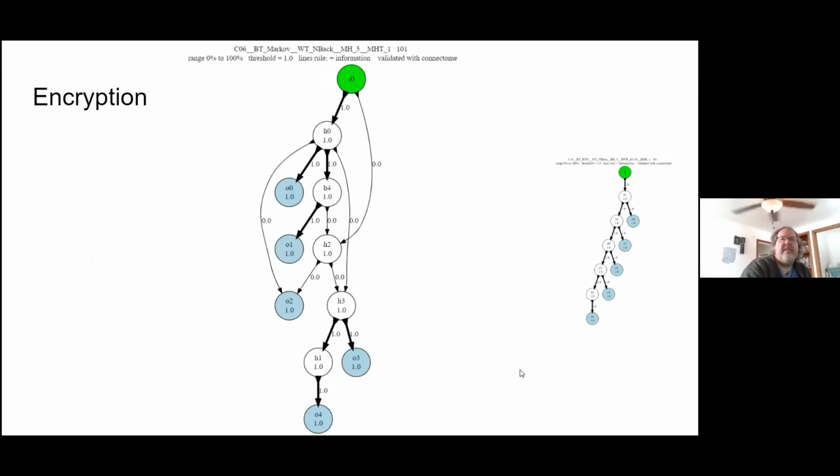So this gets us to the idea of encryption. Cliff, do you want questions as you go, or do you want to wait to the end? No, I can take questions now.